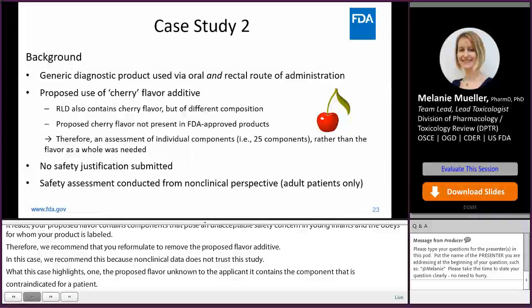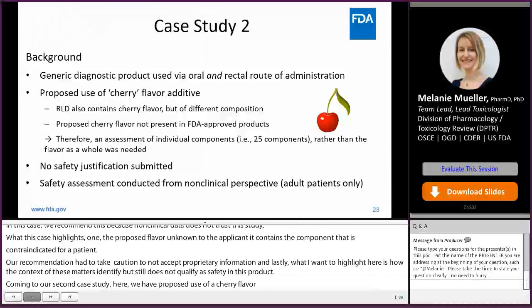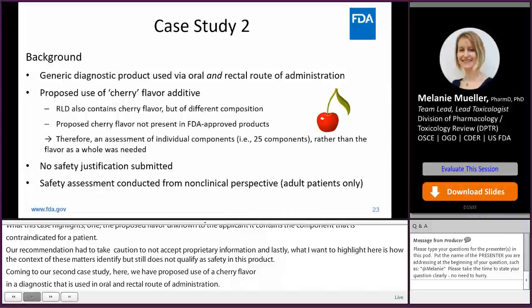Coming to our second case study. Here, an applicant proposed use of a cherry flavor in a generic diagnostic that is used via the oral and the rectal route of administration. The reference listed drug also contains a cherry flavor, but of different composition. The proposed cherry flavor is not present in any FDA-approved products, and therefore we needed to assess the individual components of the proposed flavor rather than the flavor as a whole.